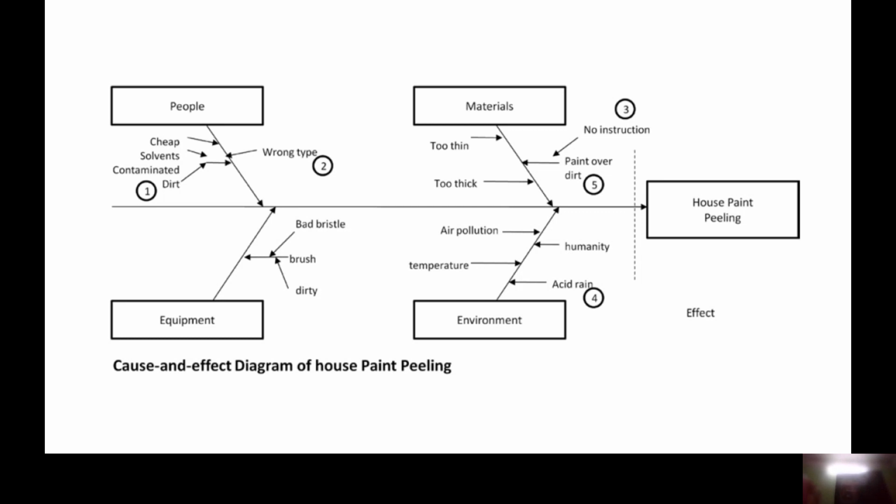That is one of the subcauses for paint peeling coming down. The brush is very dirty, so for this effect, the brushes should not be dirty. The bristles should be proper. And finally, environment. In this case, environment is very important. Whenever a house is peeling, air pollution is a problem.